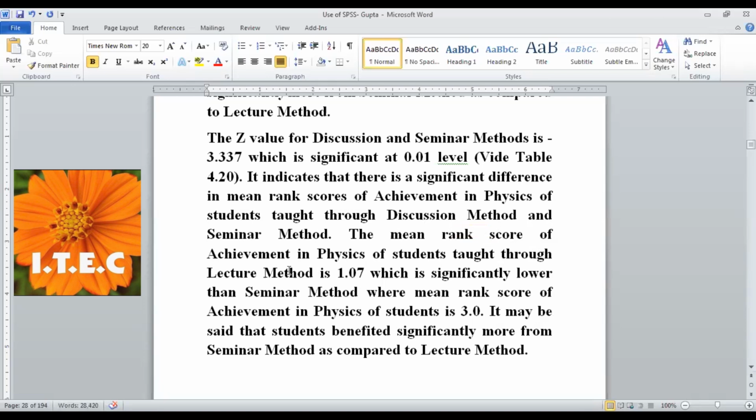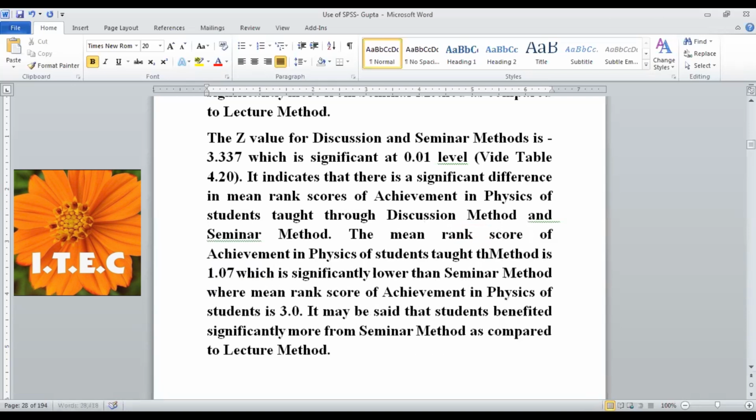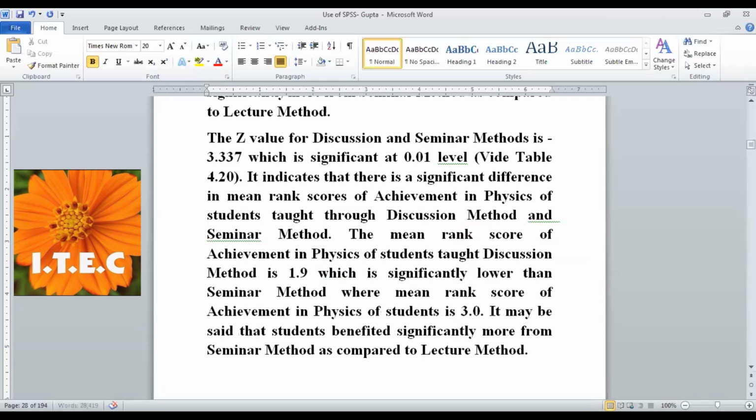The mean rank score of achievement in physics of students taught through discussion method is 1.93, which is significantly lower than the seminar method. It may be said the students benefited significantly more through the seminar method as compared to discussion method.